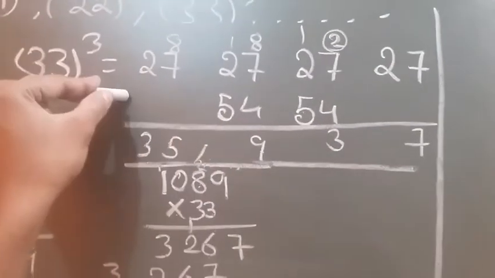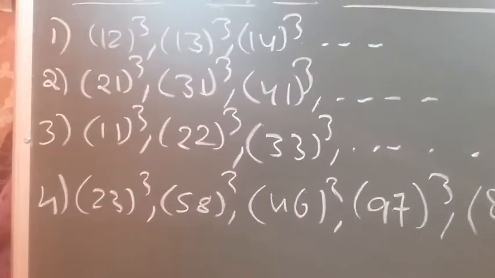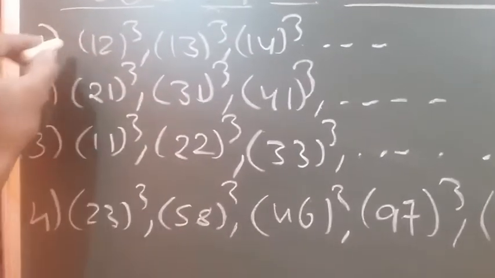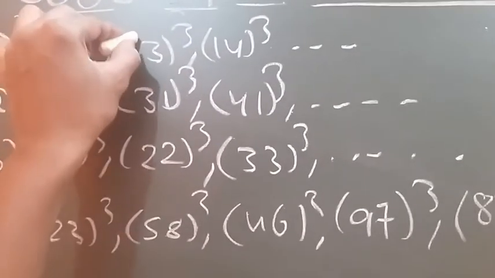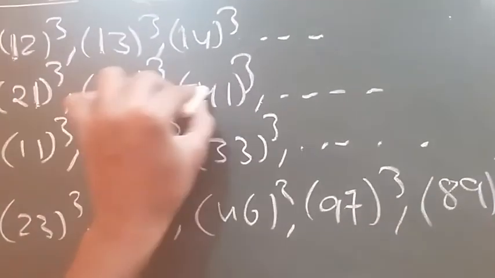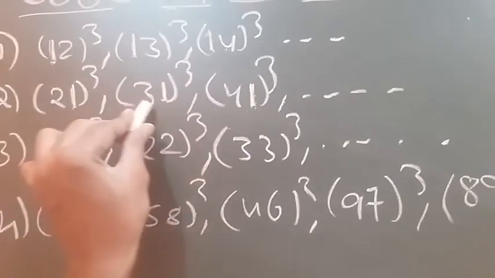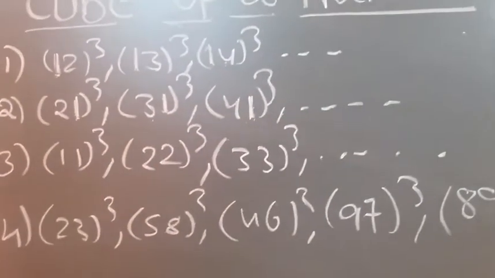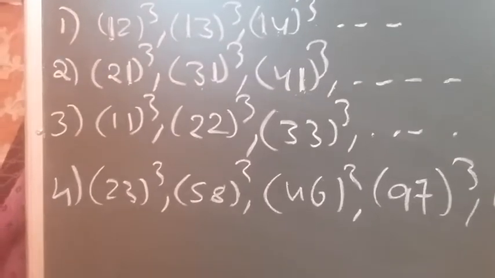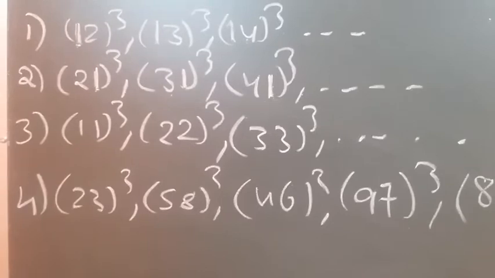But using this method you can easily calculate, right? In previous videos we have learned how to calculate the cube of a number if the number has first digit equal to 1 and if the number has last digit equal to 1, like 12 cube, 13 cube, 14 cube, 21 cube, 31 cube, 41 cube. I have explained these in the previous videos.